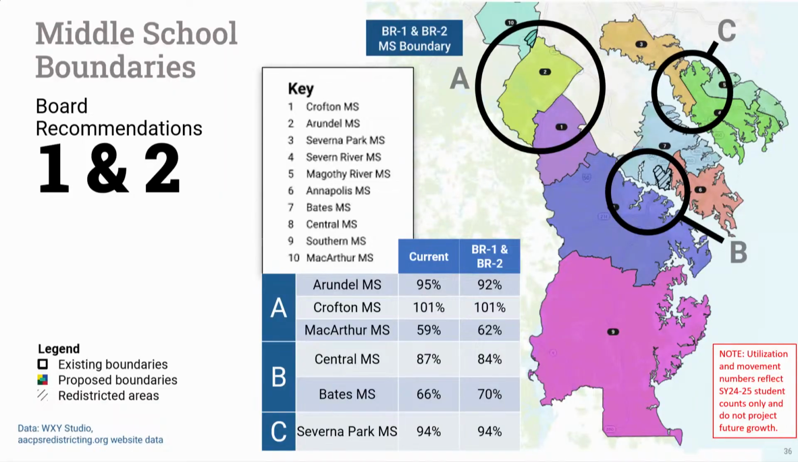Students would attend Wiley H. Bates Middle School, not Central Middle School. This adjusts Wiley H. Bates Middle School utilization to 70% and Central Middle School down to 84%. In Area C, Jones Elementary School would continue to attend Severna Park Middle School in both BR1 and BR2.